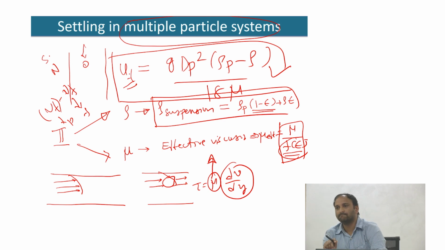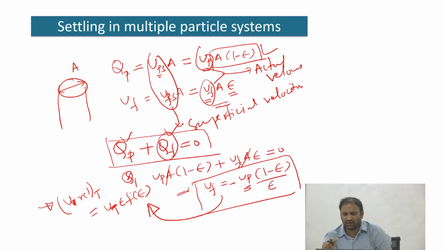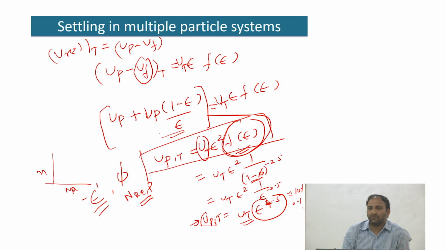Epsilon should be, as I said, people have developed these, for example this is typically valid for about 10%, but what is that? Dilute systems, yes, yes.